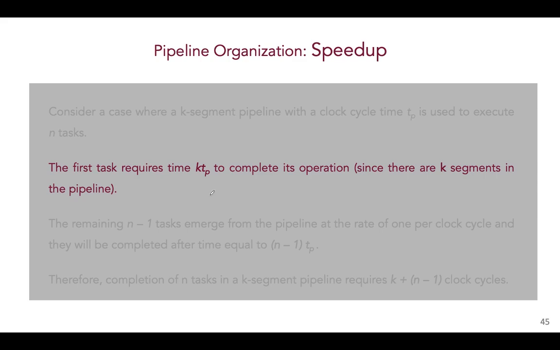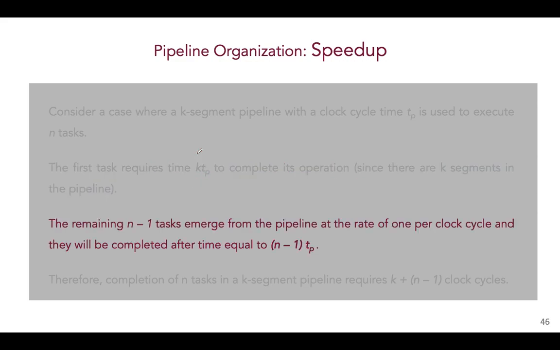So totally the first task will require this amount of time to complete its operation. Now the first task has been executed, and we're left with n-1 tasks. The remaining n-1 tasks will emerge from the pipeline at the rate of one task per clock cycle. So that means they will be completed after time equal to (n-1) times TP, right? So the first task takes K TP time. The remaining n-1 tasks will take (n-1) TP.